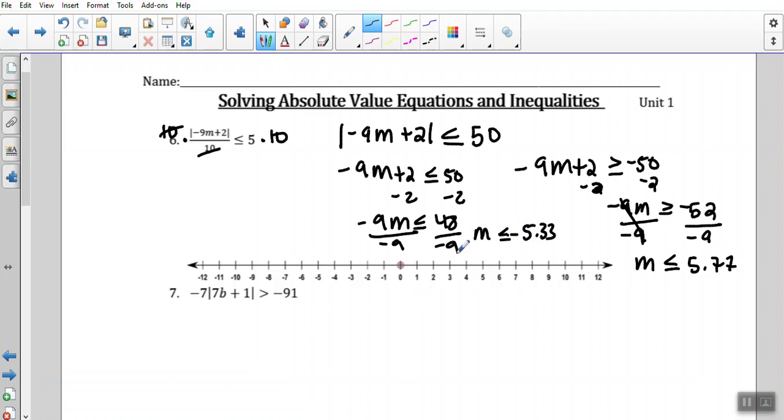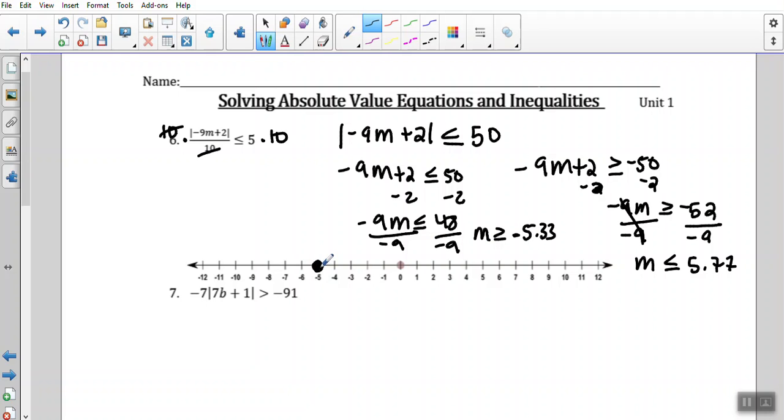Okay, so we're looking at m is less than negative 5.3. Oh, sorry. I didn't do that here. Divide by 9 here, divide by 9, so I forgot to change the sign here as well. See, I'm moving way too fast on this. So m is greater than negative 5.3.